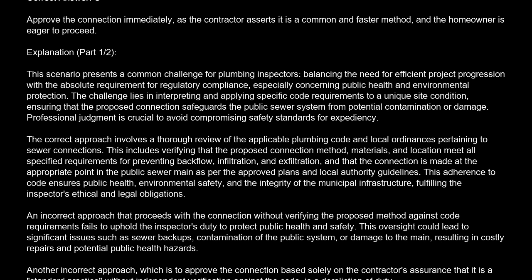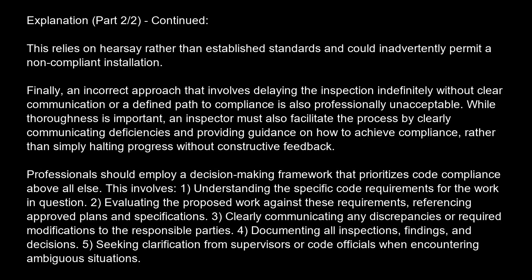Another incorrect approach, which is to approve the connection based solely on the contractor's assurance that it is a standard practice, without independent verification against the code, is a dereliction of duty. This relies on hearsay rather than established standards, and could inadvertently permit a non-compliant installation. Finally, an incorrect approach that involves delaying the inspection indefinitely without clear communication or a defined path to compliance is also professionally unacceptable. While thoroughness is important, an inspector must also facilitate the process by clearly communicating deficiencies and providing guidance on how to achieve compliance.